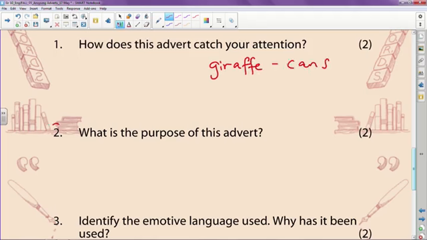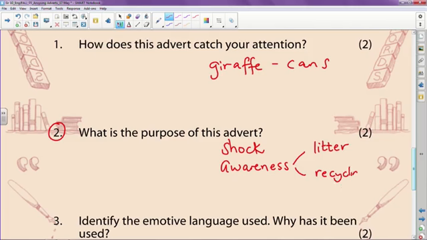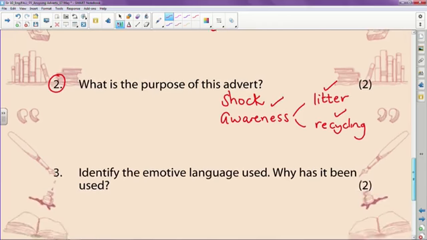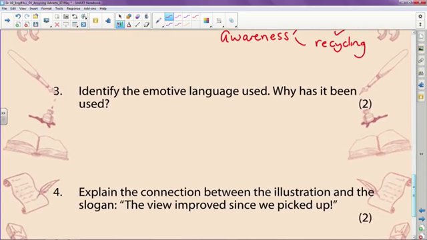What is the purpose of the advert? Well, the purpose of the advert is probably to shock, to create awareness. All right, awareness around litter and awareness around recycling. Okay, and you imagine your teacher or examiner ticking all these points, right? Points that, again, remember, are in a sentence.